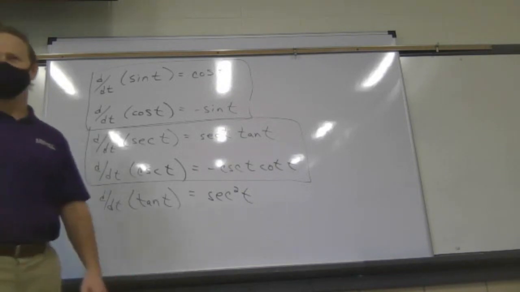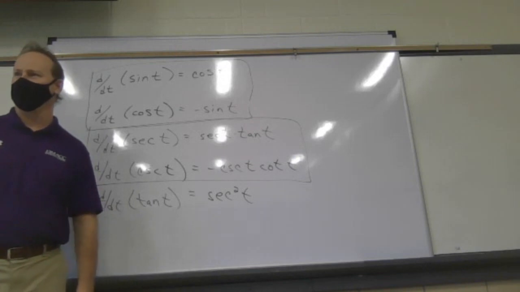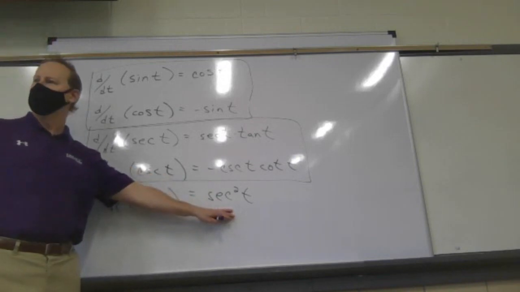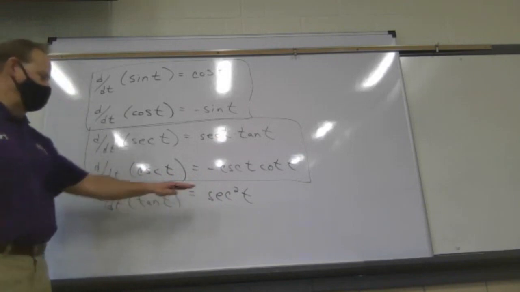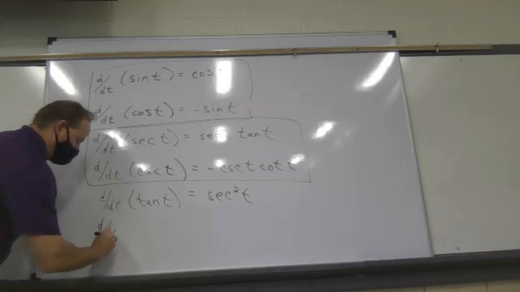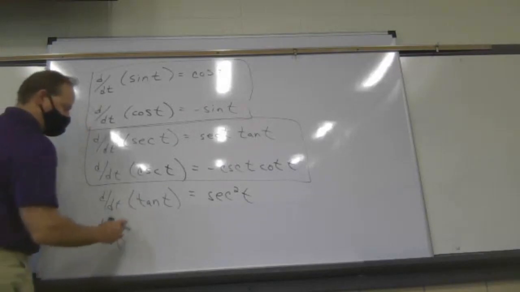Secant by definition is 1 over cosine, right? So it's 1 over cosine. So this is actually 1 over cosine squared of t. So the derivative of tangent is secant squared t. So if you know that one, the other thing I can do is cotangent.